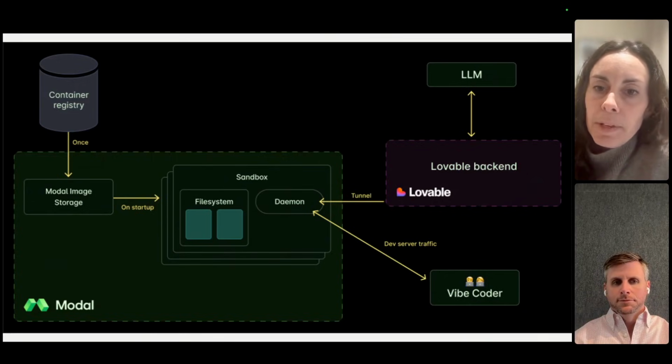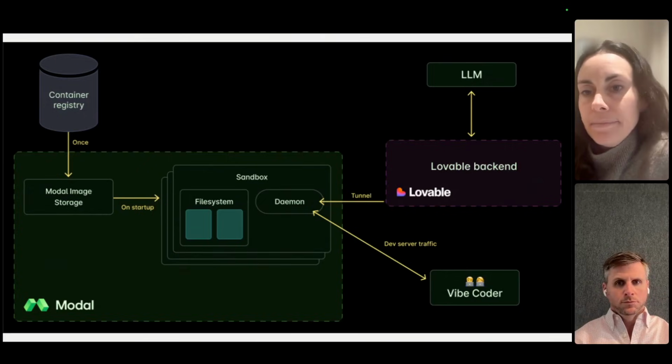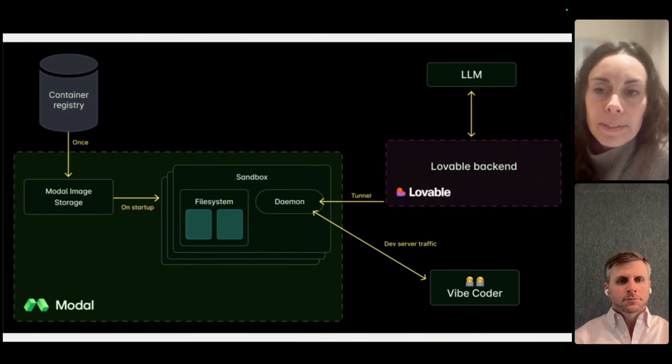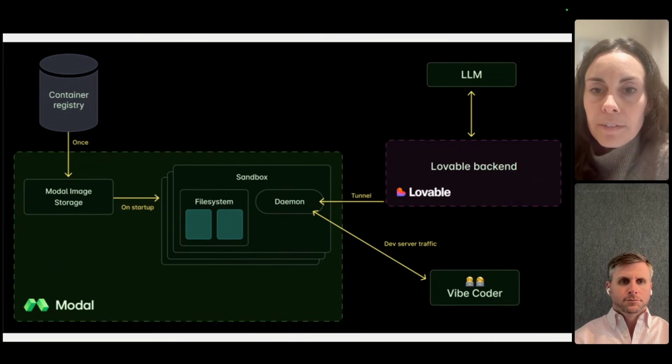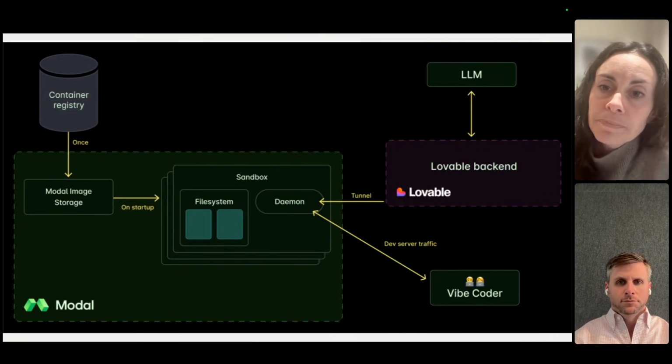The sandbox then communicates with Lovable's backend through a tunnel and also communicates directly with the user's browser. The LLM and the coding agent run outside of the sandbox. We'll talk more about this later. Another common pattern is to have the agent run inside the sandbox, but in Lovable's scenario, it runs completely outside of the sandbox itself, and it communicates via Lovable's backend through this tunnel.